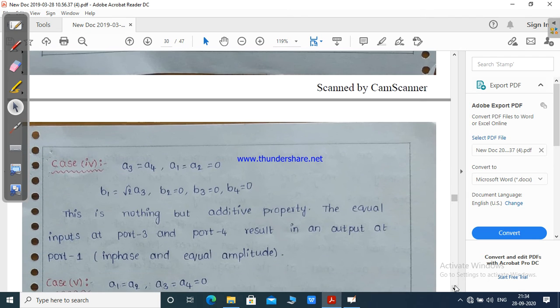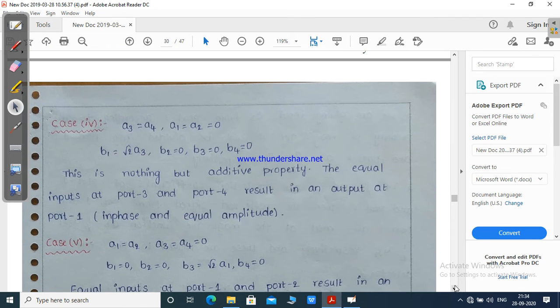And the next case: A3 is equal to A4, and A1, A2 are 0. That is, A1 and A2 are output ports. At that time we get A3 equal to A4, which is nothing but the additive property. Equal inputs at port 3 and port 4 result in an output at port 1 only, in phase and with equal amplitude. This is what we can observe.